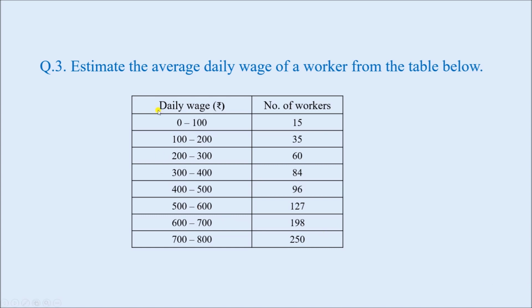So here we have given the daily wage of a certain number of workers in Indian rupees. So 15 workers have a daily wage somewhere between 0 to 100 rupees. So like this, the different daily wages of the workers have been given, and we need to know what the average daily wage of a worker is. Again, let me tell you, just pause the video here, solve the problem by yourself, and come again to see the final answer and whether you have done it correctly or not.